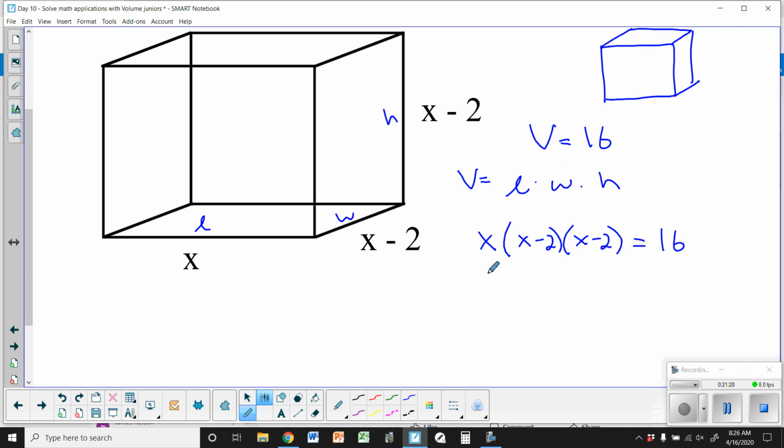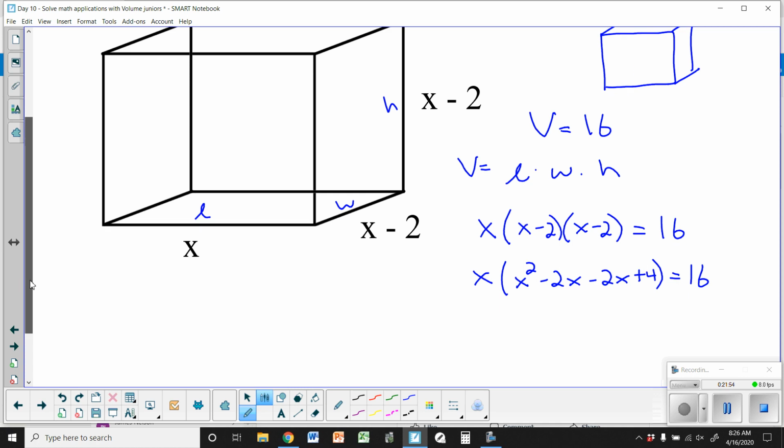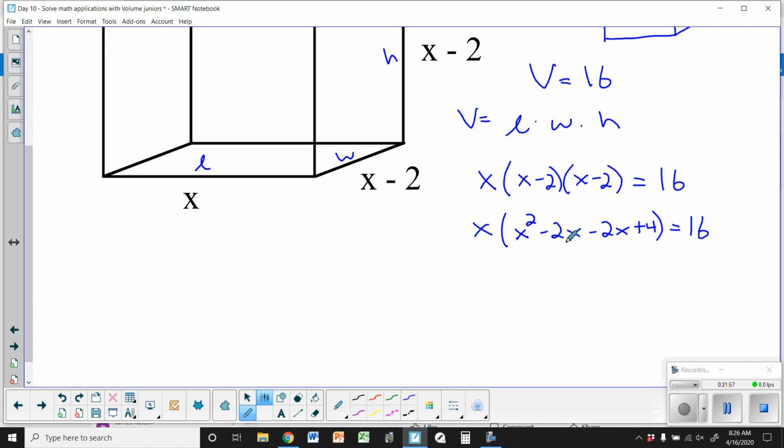All right, so let's multiply this out. We have x, and then let's multiply these two parts together. x times x is x squared, x times negative 2, negative 2 times x, negative 2 times negative 2, positive 4, equals 16. Remember, our goal is to set it equal to 0, so we can see what method we're going to use to solve it. We can do some simplifying here. These two are like terms. So we still have x squared minus 4x plus 4 equals 16.